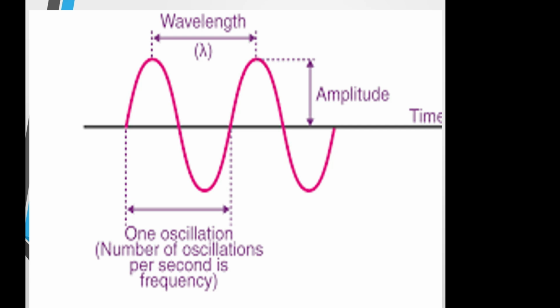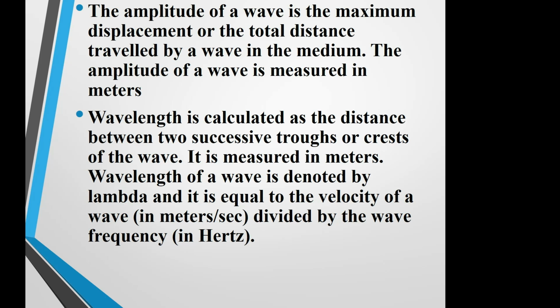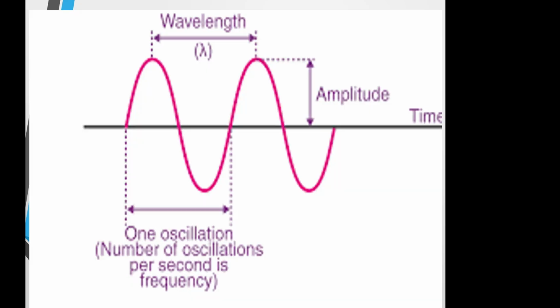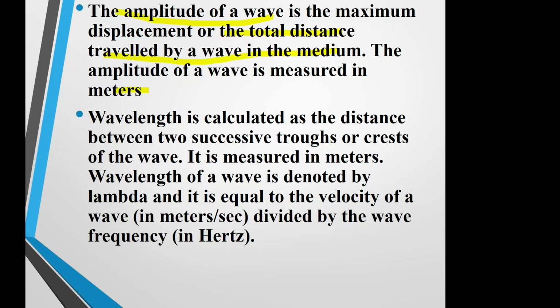This is the amplitude. The amplitude of a wave is the maximum displacement or the total distance travelled by a wave in the medium, and it is measured in meters. So amplitude is the total distance travelled by the wave in the medium.